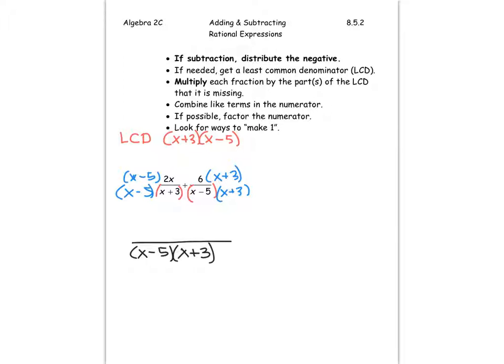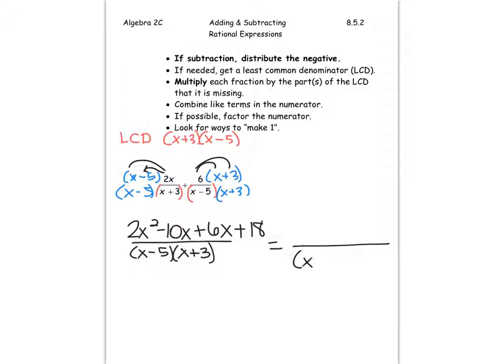Alright, so we're going to distribute to accomplish the multiplying. So we're going to get 2x squared minus 10x. And then over here we're going to distribute as well. So we're going to get plus 6x plus 18. And then now that we've finished the multiplying, we'll actually be able to add, since this was an addition problem. We will add like terms. So we'll have 2x squared minus 4x plus 18.